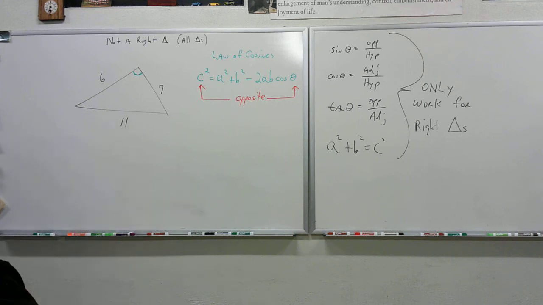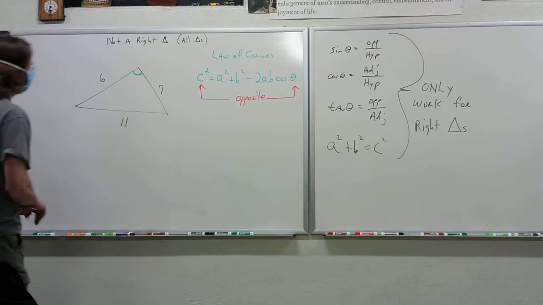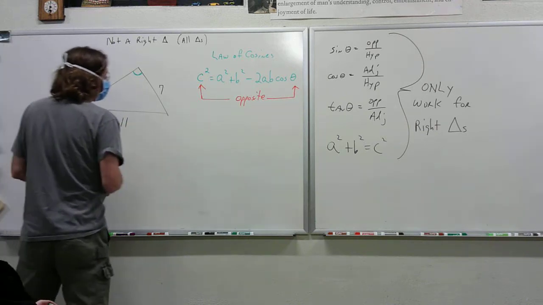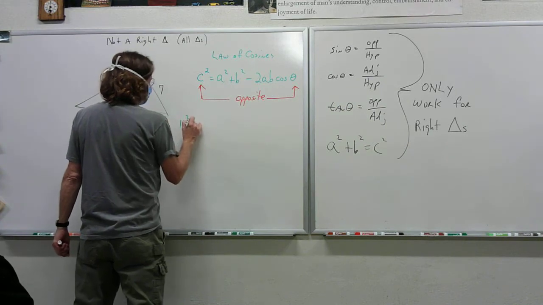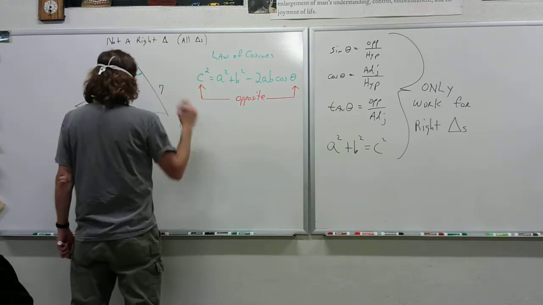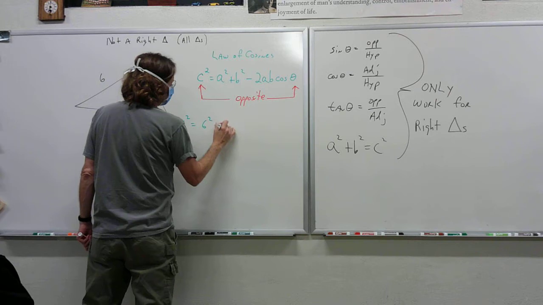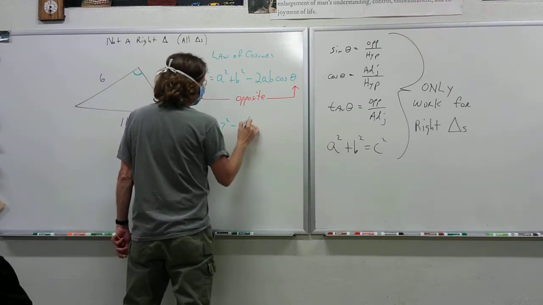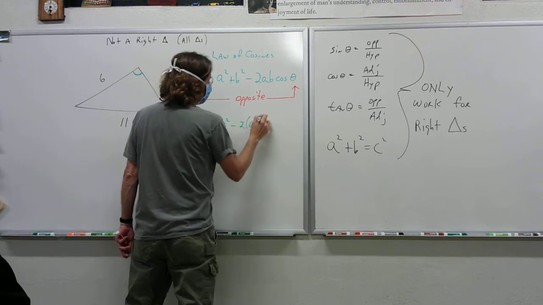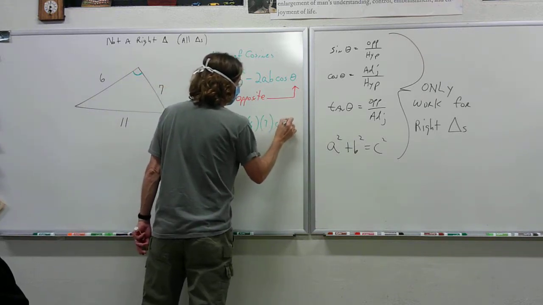Now, so what I do, and we might need calculators today, God, I hate that thought, is I do 11 squared equals 6 squared plus 7 squared minus 2 times 6 times 7 cosine theta.